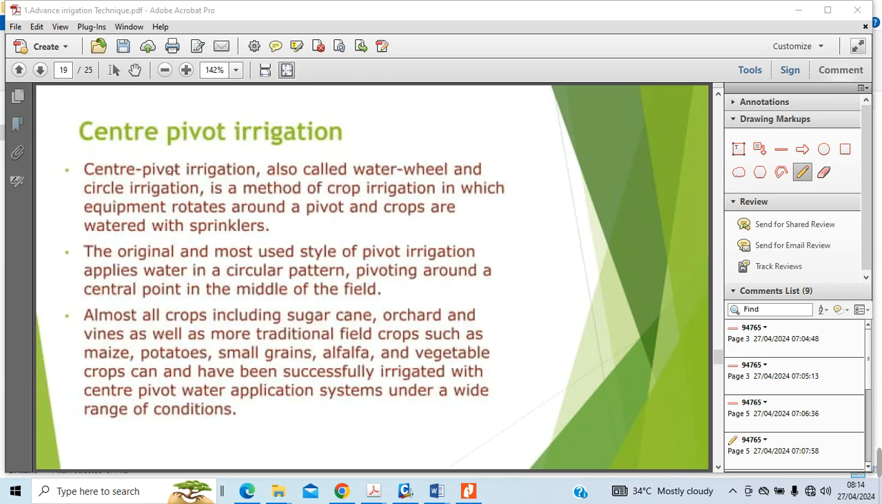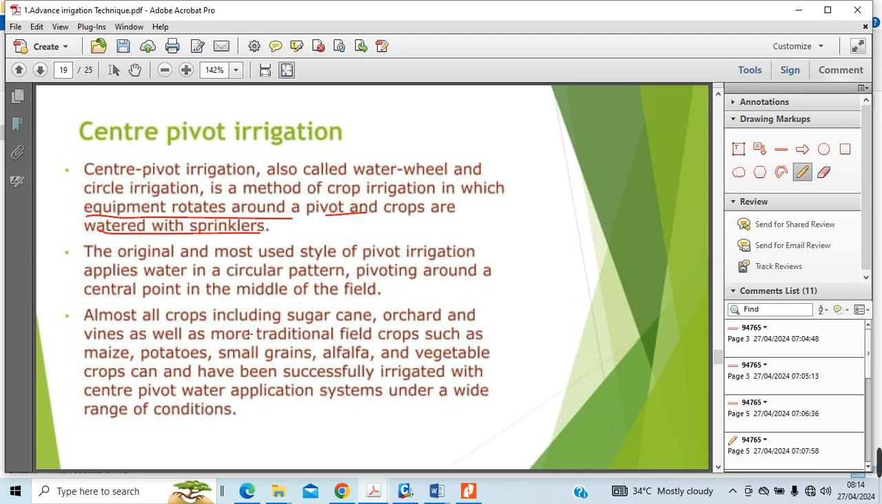Center pivot irrigation. Center pivot irrigation, also called water wheel and circle irrigation, is a method of crop irrigation in which equipment rotates around a pivot, and crops are watered with a sprinkler. The original and most used style of pivot irrigation applies water in a circular pattern, pivoting around a central point in the middle of the field.